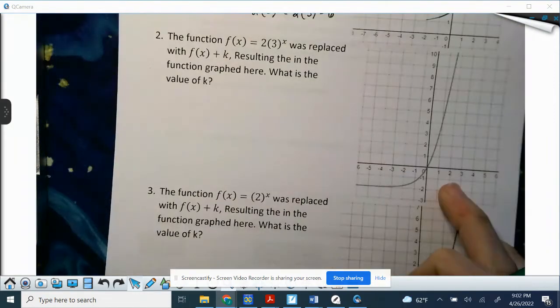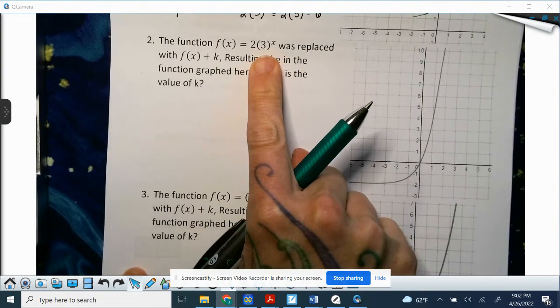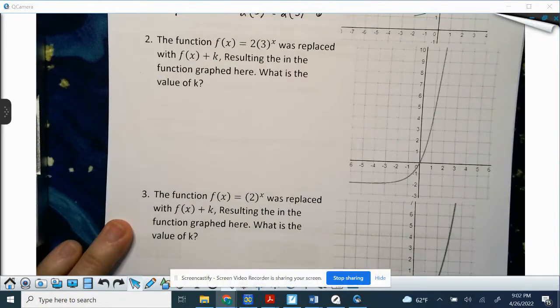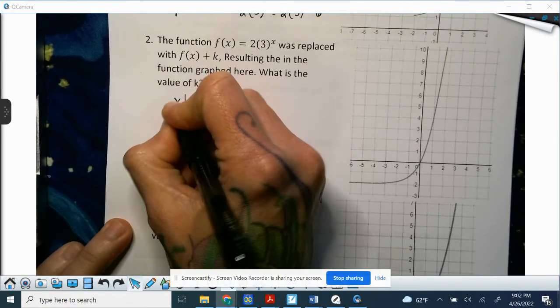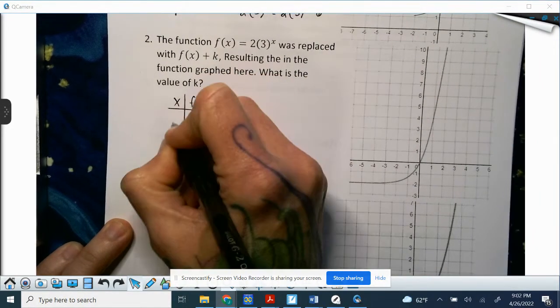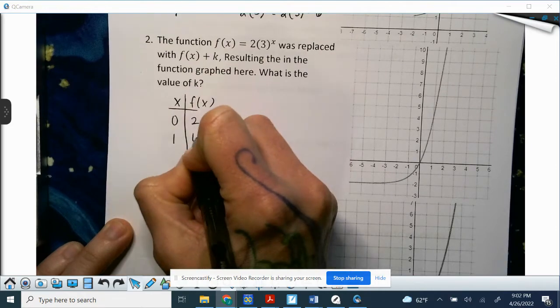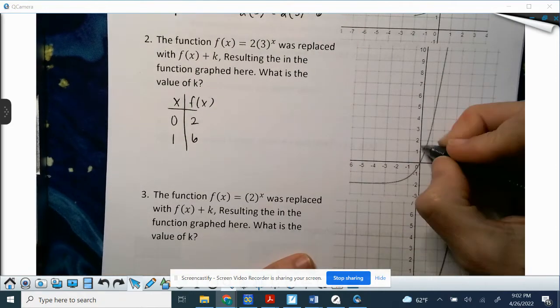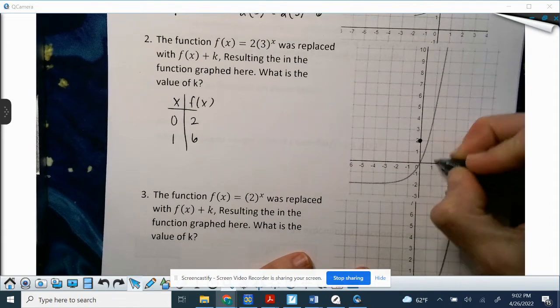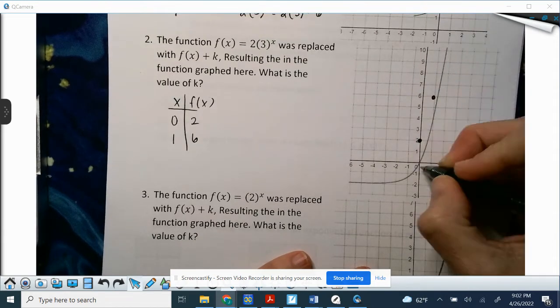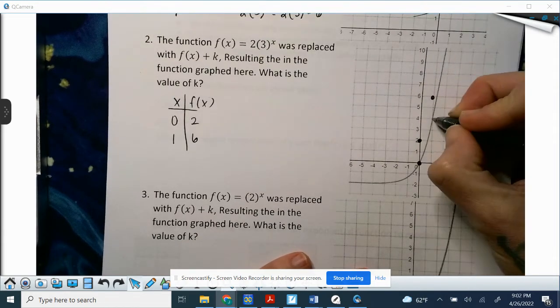All right, so again, same parent function, the 2, 3, which we already did our table, x and f of x. So when I had 0, it was 2. When I had 1, it was 6. So that means I started at 2, and then 1 was at 6. So my y-intercept is here now. My other good point is here.